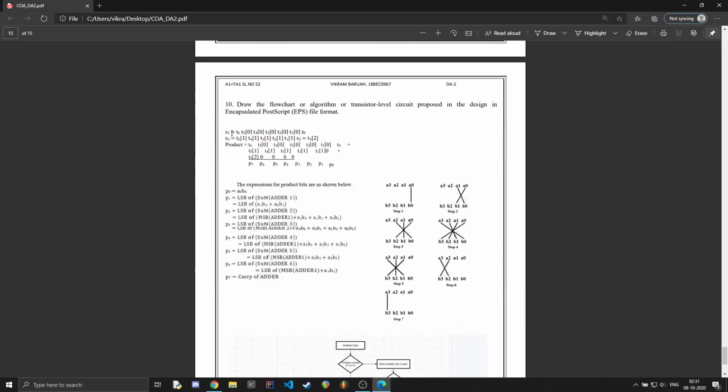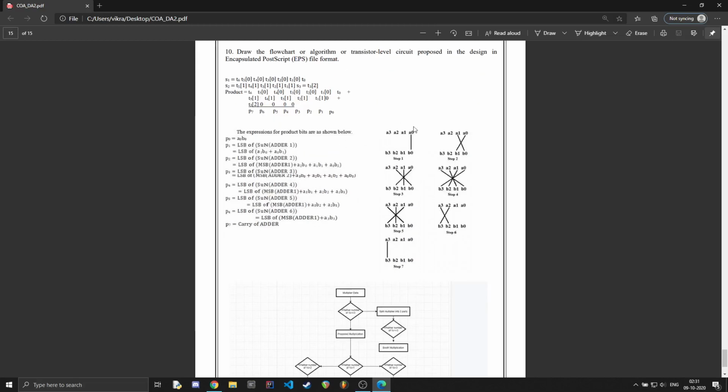Then the last question asks us to draw the flowchart for the algorithm. So the algorithm has been shown here. As I explained earlier, we have to multiply A0 with B0, then B0 with A1 and B1 with A0. So for the B elements there is a left shift, and for the A elements there is a right shift.